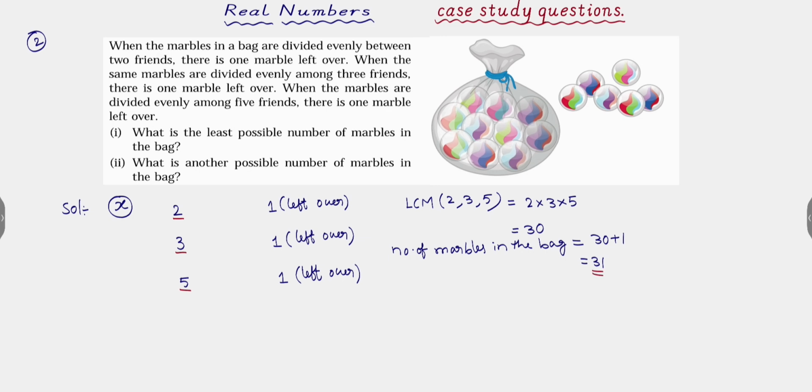This is the first question's answer. What is the second question's answer? What is another possible number of marbles in the bag? What are the other possible numbers?